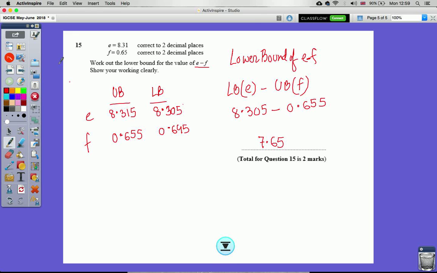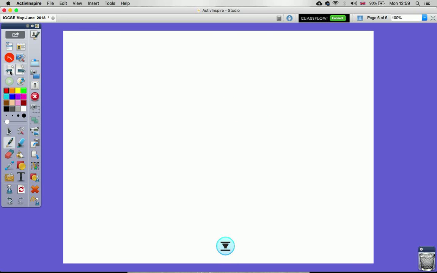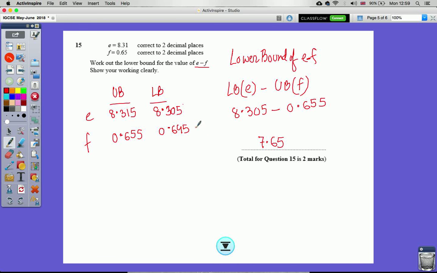Okay, so that's the end of segment 3, question 11 to question 15. In the next segment, we'll be doing from question 16 all the way to the end of this test paper.